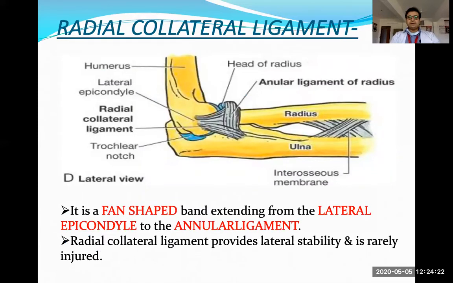Radial collateral ligament, it is a fan-shaped band extending from the lateral epicondyle to the annular ligament. ये आप पिक्चर्स में देख रहे हैं, ये lateral epicondyle है जो कि lateral epicondyle से extend होकर annular ligament तक जा रहा है. Radial collateral ligament provides lateral stability and is rarely injured.